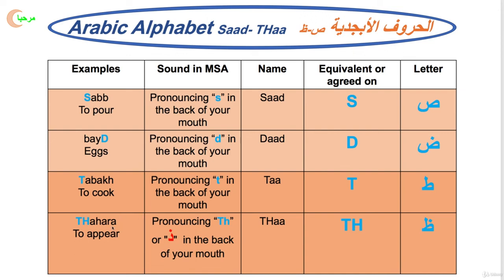As an example, I picked the word ظهر, meaning to appear, or yes, he appeared, because ظهر is the infinitive and at the same time he in the past, he appeared.